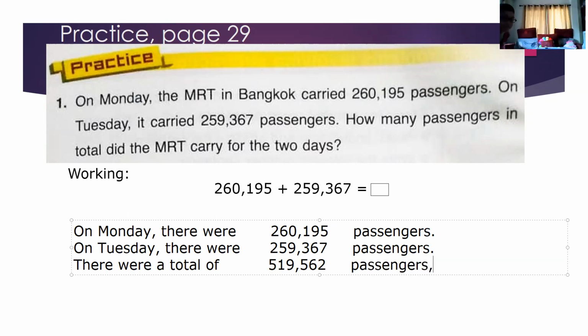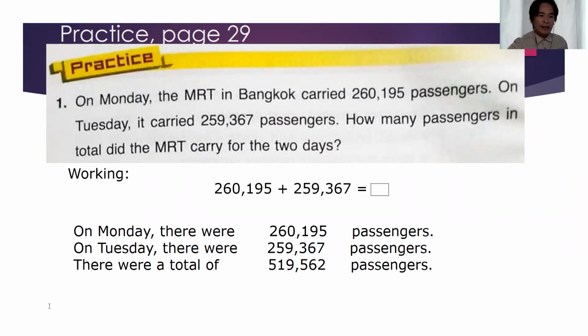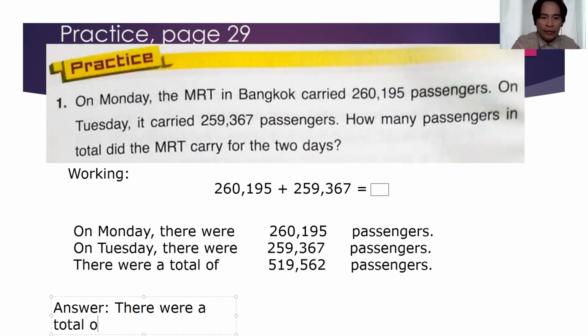Okay, I understand. Thank you, Baibon. And then rewrite this part. You write the answer part, which is very important. Answer colon. So just copy the third line or the last line. There were a total of 519 passengers.